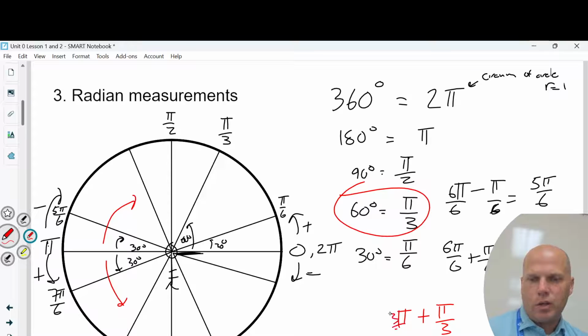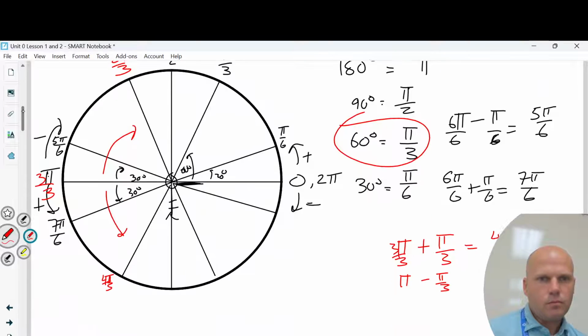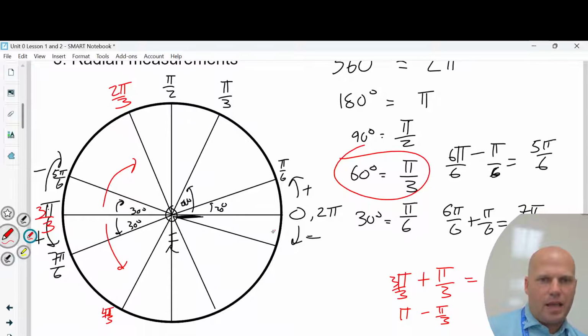I like to write this as 3 pi over 3, and I get 4 pi over 3. Now make sure we understand 3 pi over 3 plus goes in this direction, we get 4 pi over 3. 3 pi over 3 minus a pi over 3, we get 2 pi over 3. Cool? What about some angles over here?